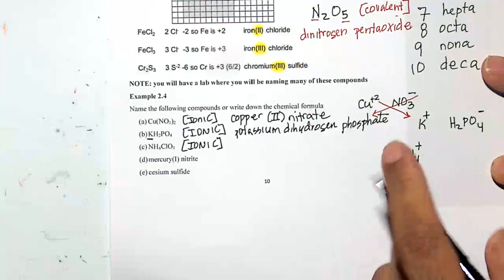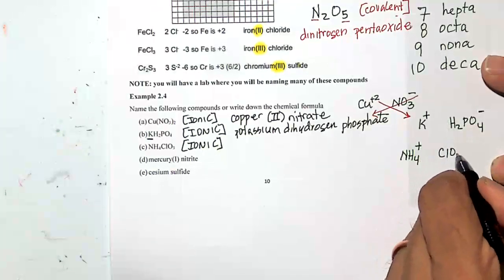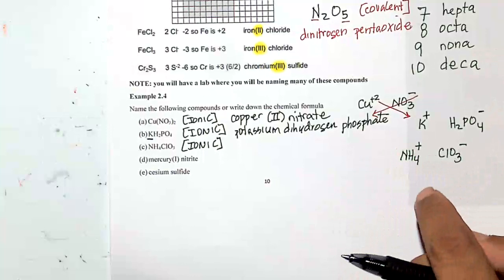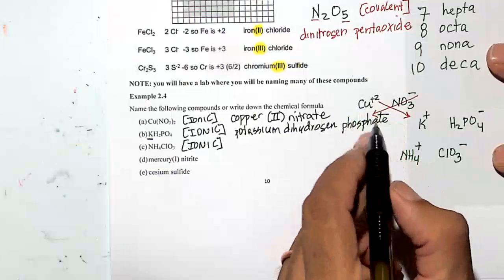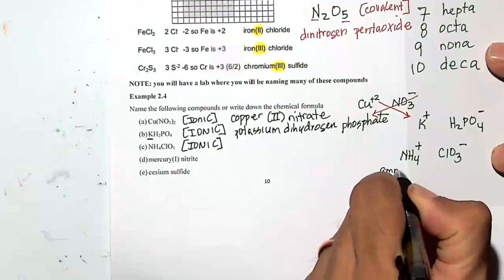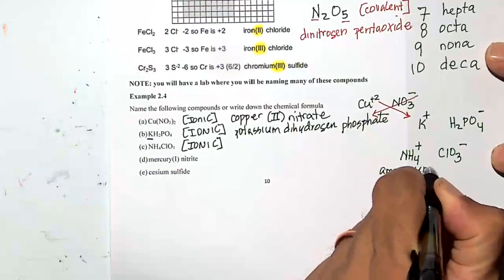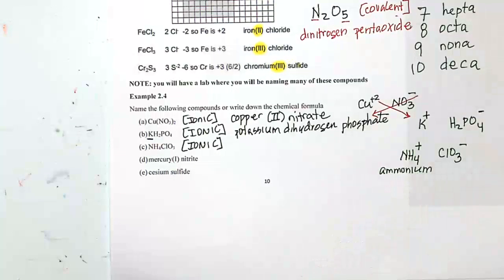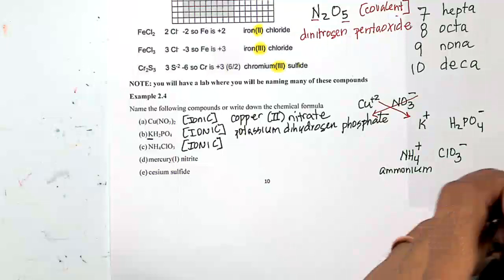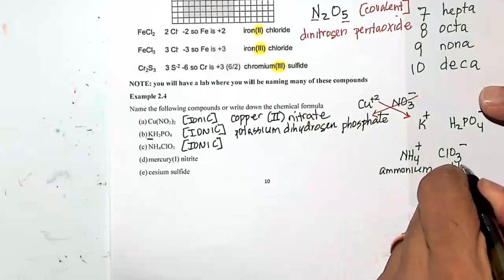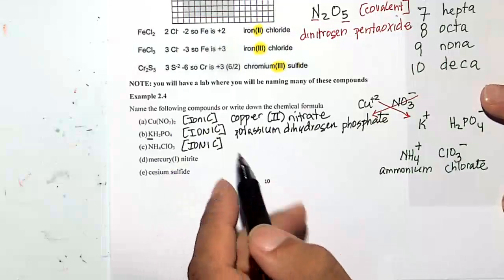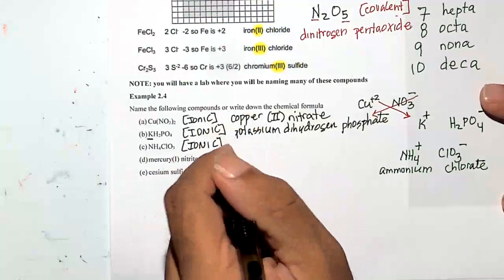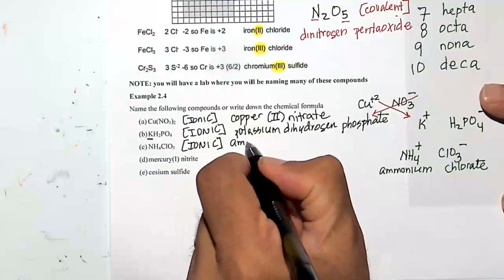Okay, we have NH4 plus. And then what else do we have? ClO3 minus. So what is NH4 plus called? Ammonium ion. And what is ClO3 minus called? Chlorate. Okay, so this is ionic, and the correct name of this compound is ammonium chlorate.